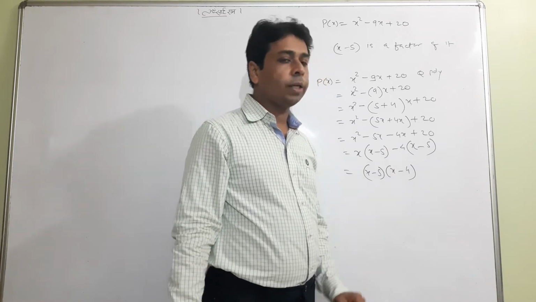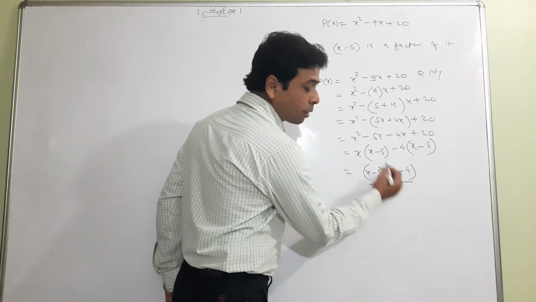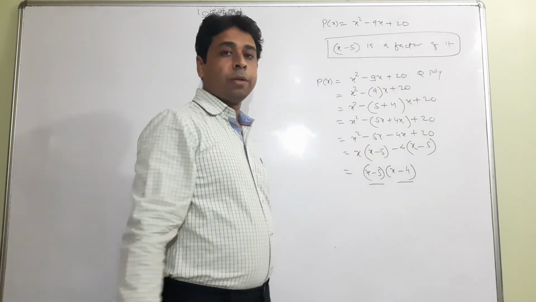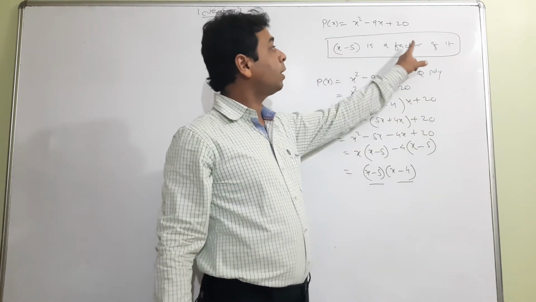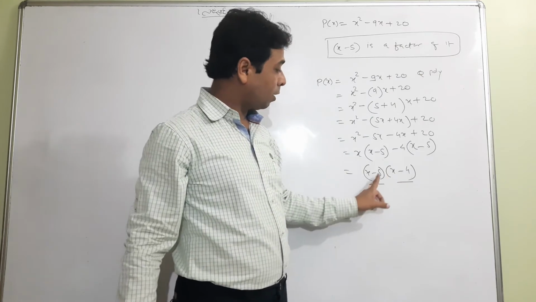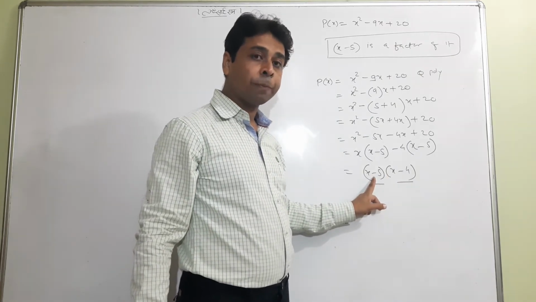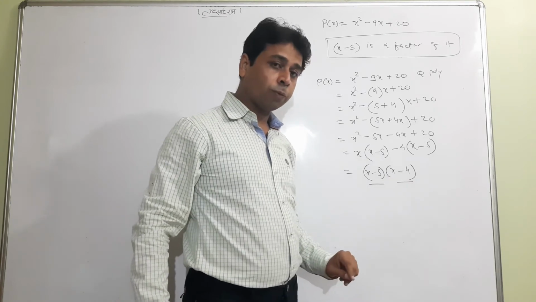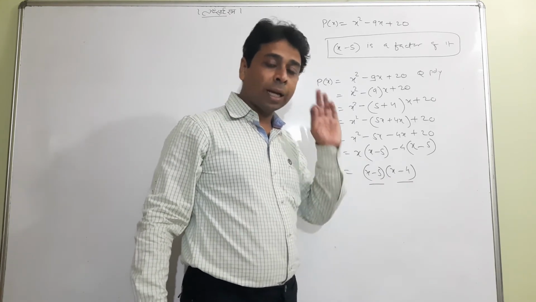What did you get finally? You got two factors. What did you write here? x minus 5 is one of the factors of it. Look, x minus 5 is one factor. What is the other factor? x minus 4. What is the other factor? x minus 4. I will do the analysis on that again.